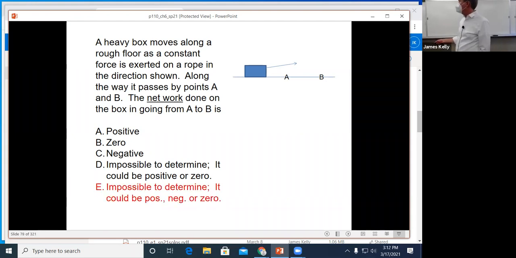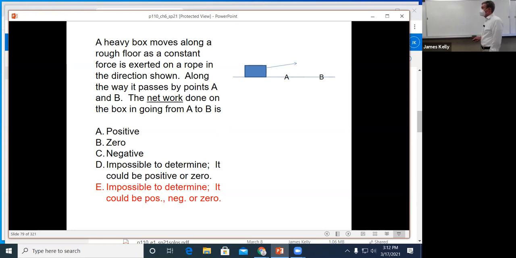So the correct answer here is that it's actually impossible to determine. It could be positive, negative, or zero. Some people, when they read this, assume it's being pulled at a constant speed. I'm sympathetic with that, somewhat of a trick question that way, but it could be speeding up. All we're told is that I'm applying some kind of constant force and it somehow makes it from A to B, so it doesn't stop along the way. Okay, so it just depends.